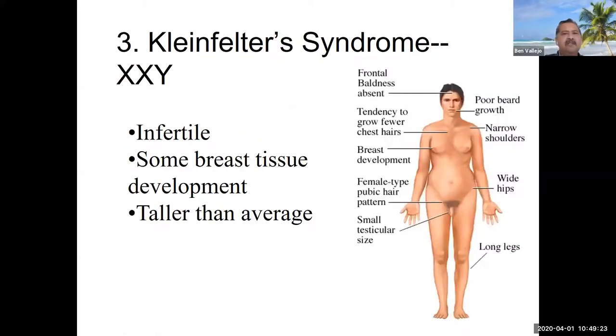Klinefelter syndrome is when you have a male with an extra X chromosome. He's infertile, has some breast tissue development, has some secondary female characteristics, taller than average. The person with Klinefelter syndrome. This is the male, but he has some female characteristics, as you can see.